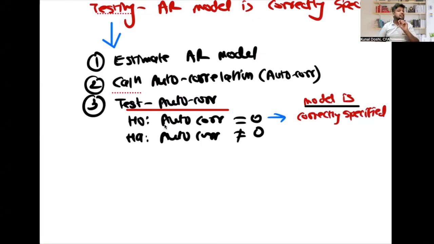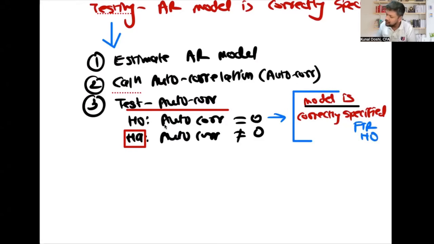Okay. Remember here, you do not want to reject the null. If you reject the null, that means there is autocorrelation. So if you reject the null, I'll repeat, when you reject the null, the alternate is accepted. That means autocorrelation not equal to 0, which means there is autocorrelation. Understood? So what do I want? For the model to be correctly specified, I want it to fail to reject the null. This is what I want.